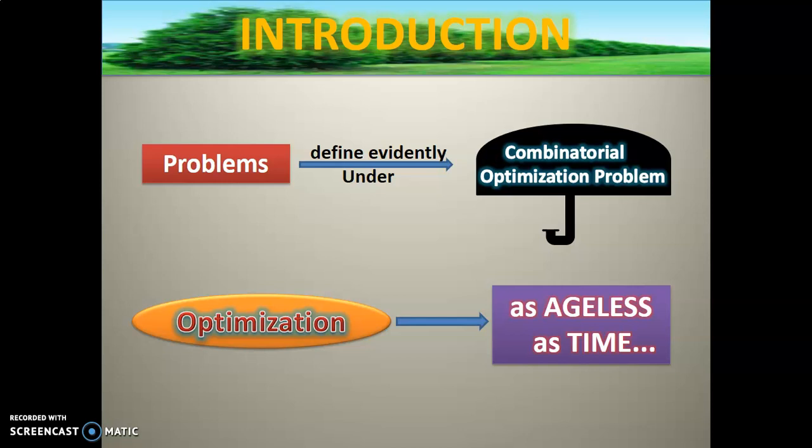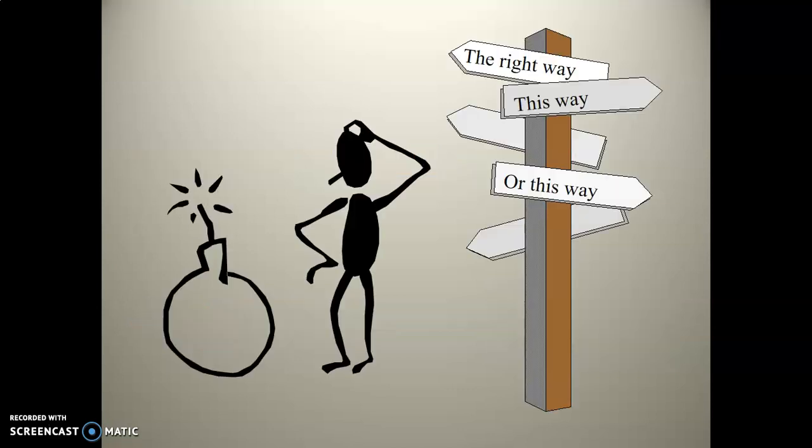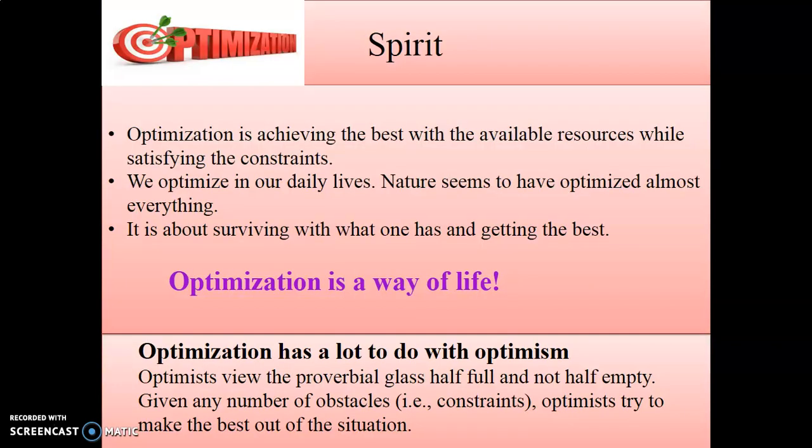So what is optimization? Optimization is as ageless as time. Since the beginning of the world, we are naturally optimizing things. Whatever we do, the second time we do it, we try to optimize it in a better way. It depends upon the resources we have, and using those resources we always think about how we can optimize the process. In our day-to-day life we try to optimize so many things. Optimization is achieving the best with the available resources while satisfying the constraints. We optimize in our daily life. Nature seems to have optimized almost everything.